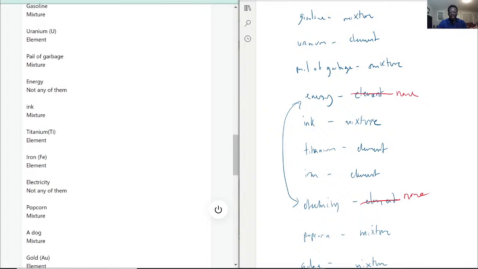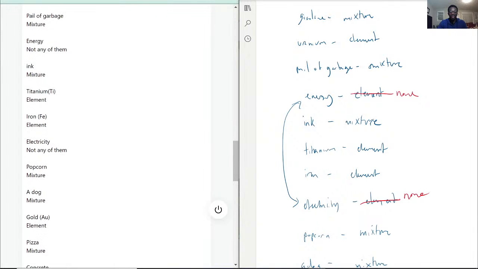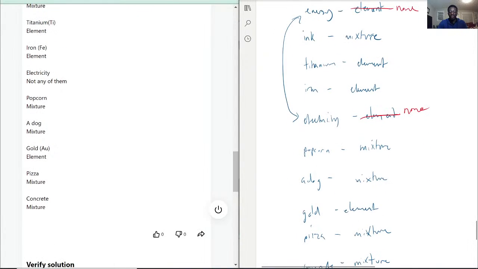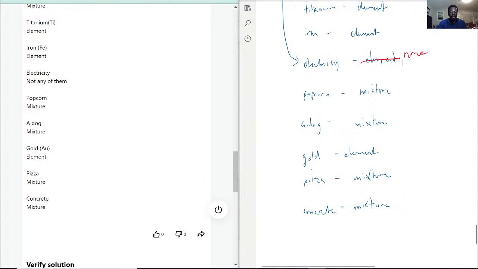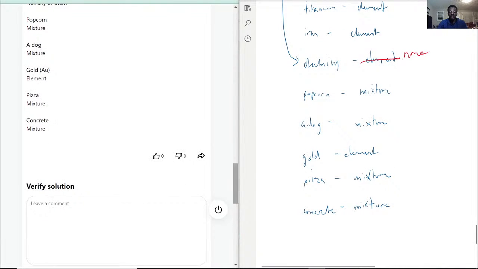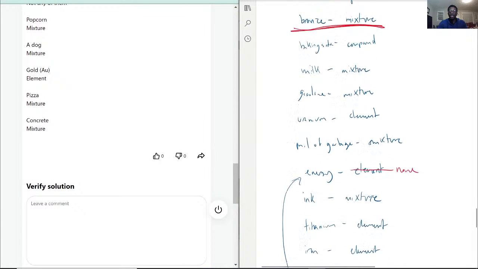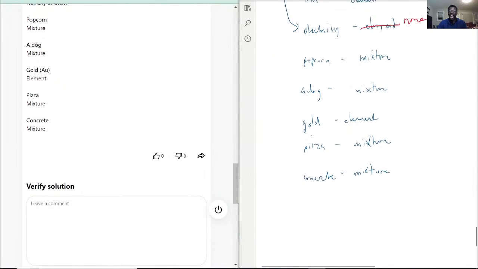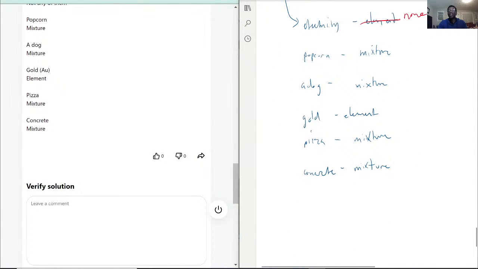Ink, mixture. Titanium, element. Iron, element. Popcorn, mixture. A dog, mixture. Gold, element. Pizza, mixture. Concrete, mixture. Okay, so we're kind of on the same page for everything, but remember that alloys, which is like bronze, and even a good example of an alloy is also like steel.